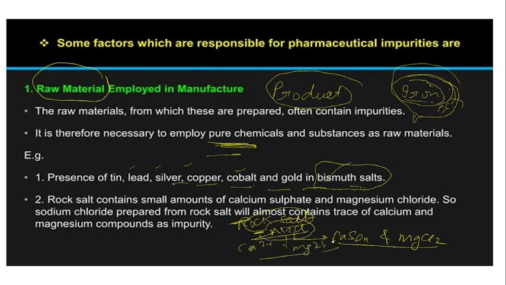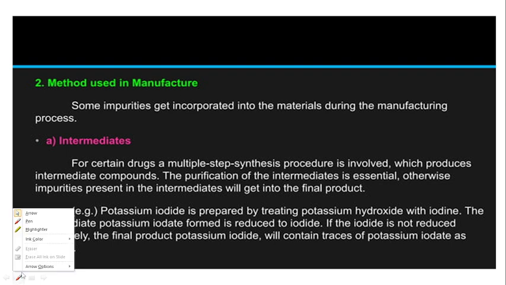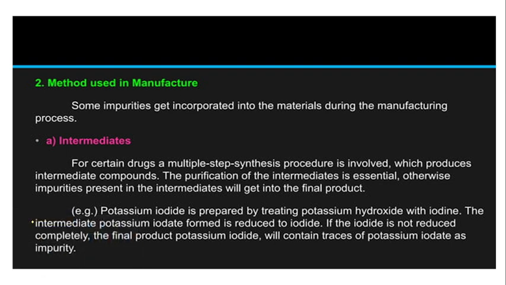So this is the very first factor: raw material employed in the manufacturing. Second, methods used in the manufacturing. Every pharmaceutical company or any other company has a different method for manufacturing anything. So here we just look at the basic methods of manufacturing. Some impurities get incorporated into the material during the manufacturing process.